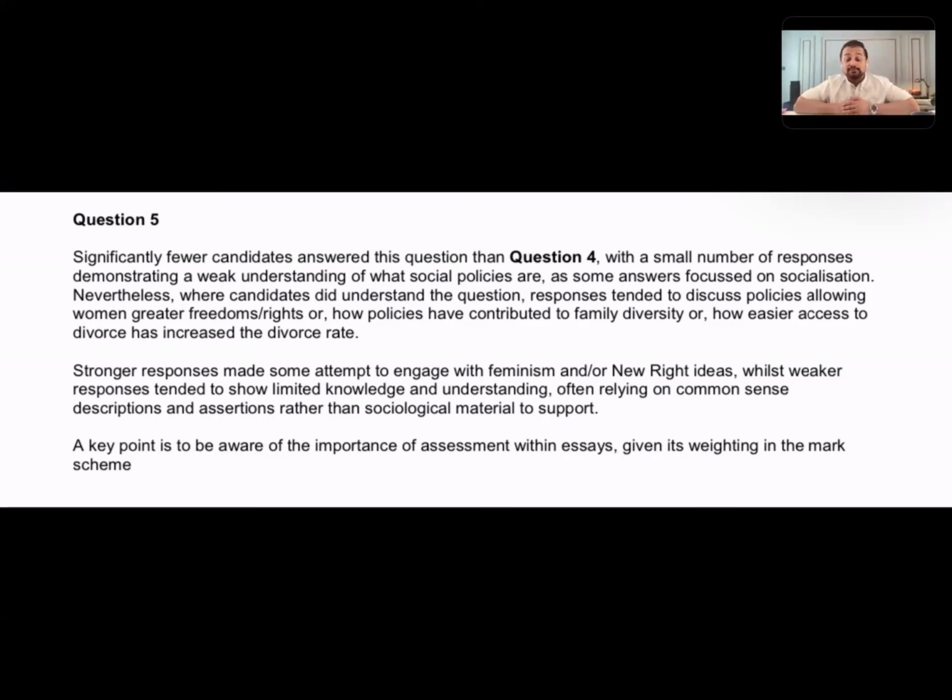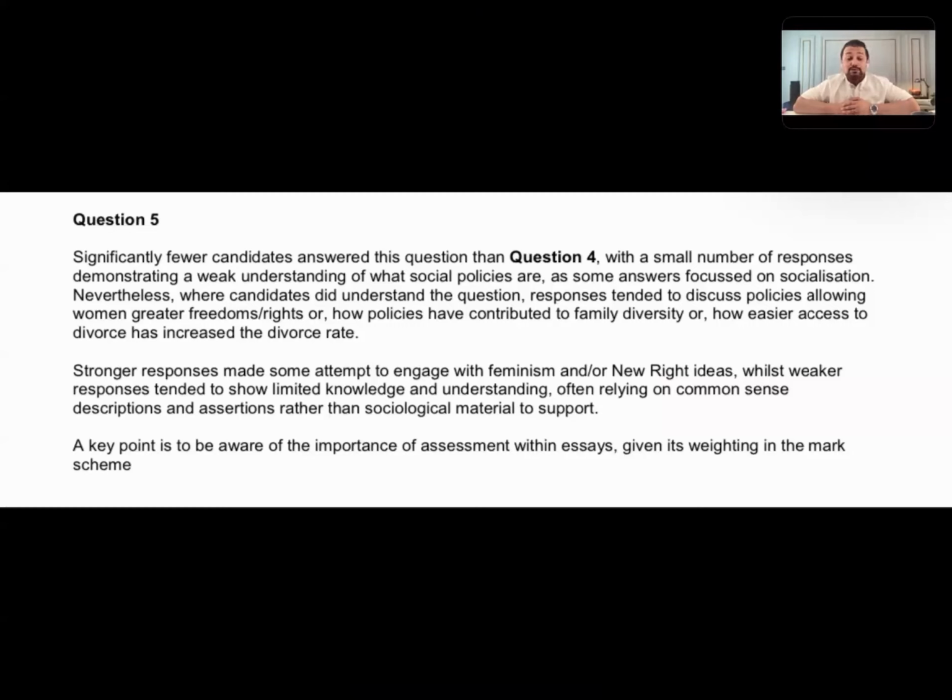the postmodernist perspective, or the idea that families today, what is the person's name? Again, the idea of a monolithic image of family. Yeah, the idea of a monolithic image of family, you could discuss that. Or how easier access to divorce has increased the divorce rate. Again, there's so much information that you'll be able to come across once you go through the topic divorce.